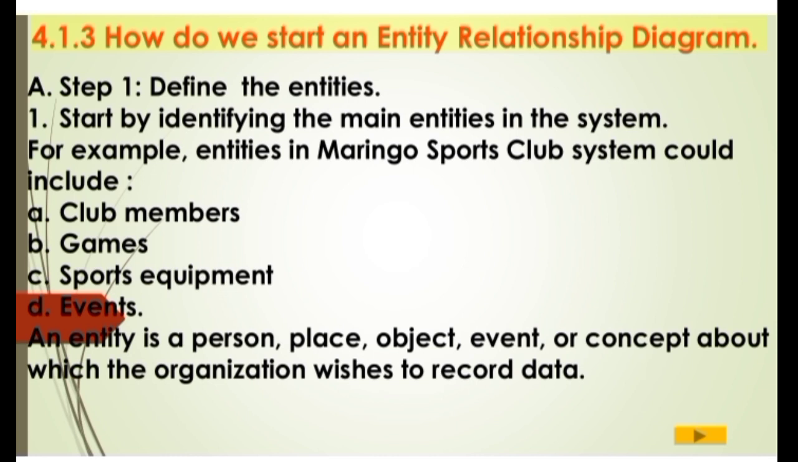4.1.3 How do we start an entity relationship diagram? Step 1. Define the entities. Start by identifying the main entities in the system. For example, entities in the Maringo Sports Club system could include: A. Club members, B. Games, C. Sports equipment, D. Events. An entity is a person, place, object, event, or concept about which the organization wishes to record data.